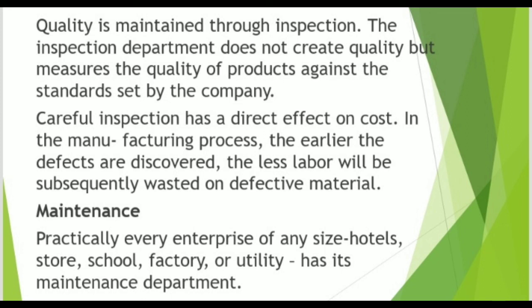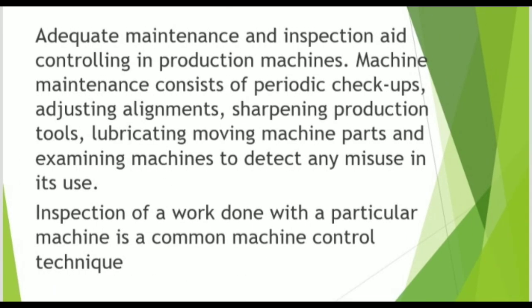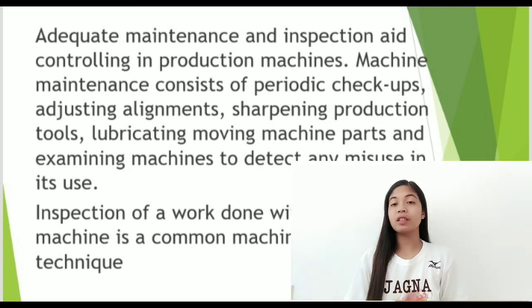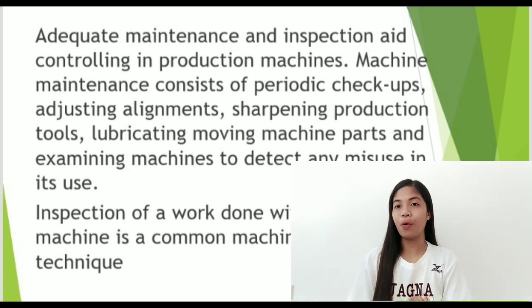Maintenance. Practically every enterprise of any size, hotel, store, school, factory, or utility has its maintenance department. Adequate maintenance and inspection aid in controlling production machines. Machine maintenance consists of periodic check-ups, adjusting alignments, sharpening production tools, lubricating moving machine parts, and examining machines to detect any misuse in their use. It is far better to keep a machine breakdown from happening than to take care of it after it occurs.